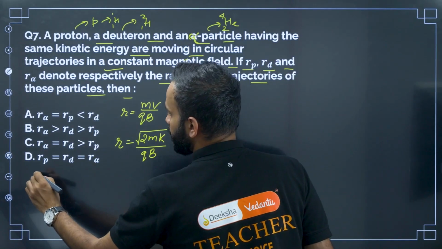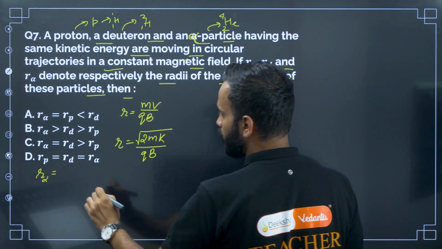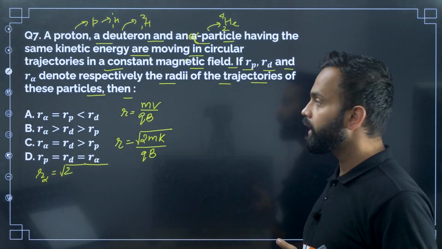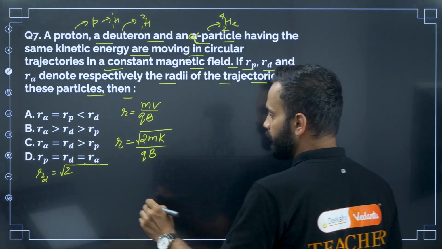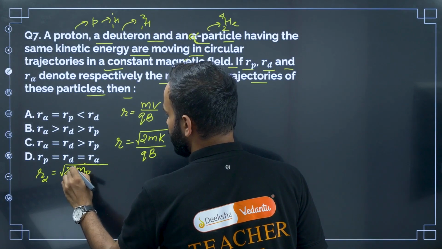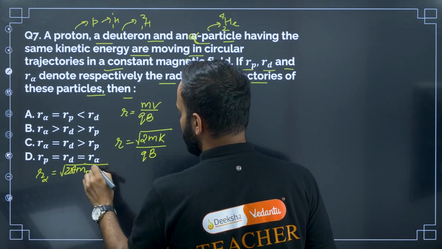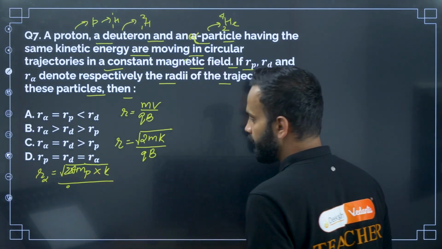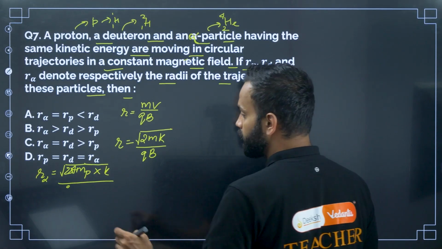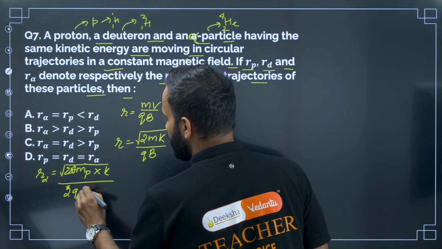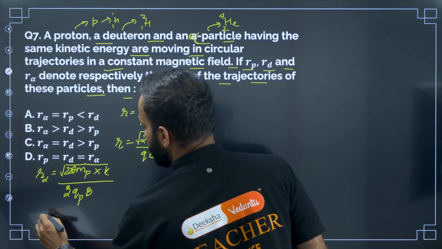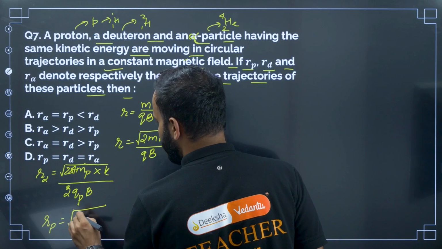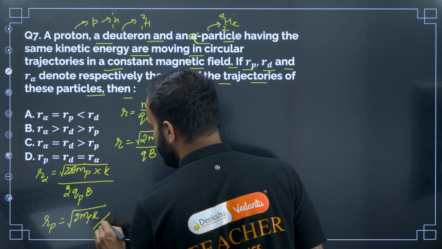So now the radius of the alpha particle is equal to root of 2 into m alpha, the mass of the alpha particle. The mass of the alpha particle is 4 times the mass of the proton, right? So I can write 4mp into k divided by qb. Q is the charge of the alpha particle, which is equal to 2 times the charge of the proton, into b. So now rp, that is the radius of the proton, is 2mp into k divided by qp into b.